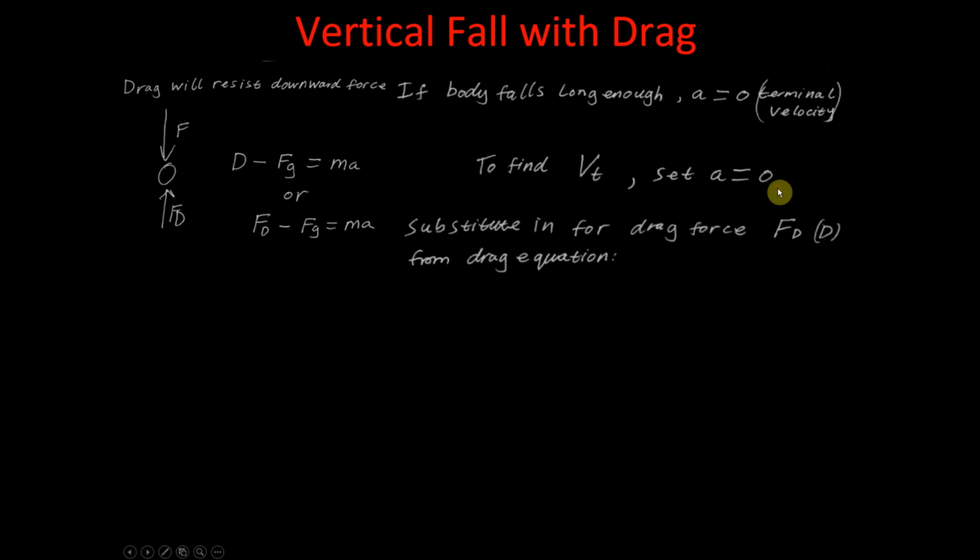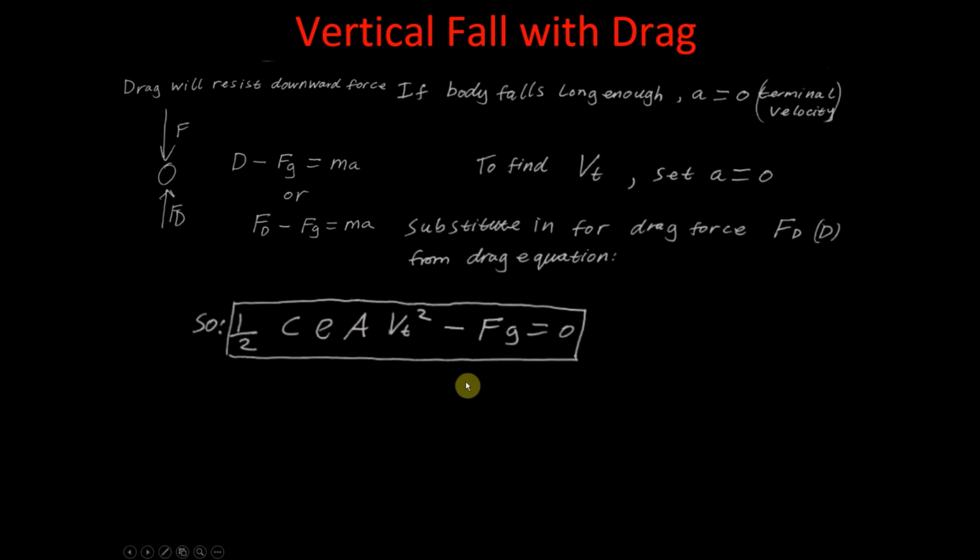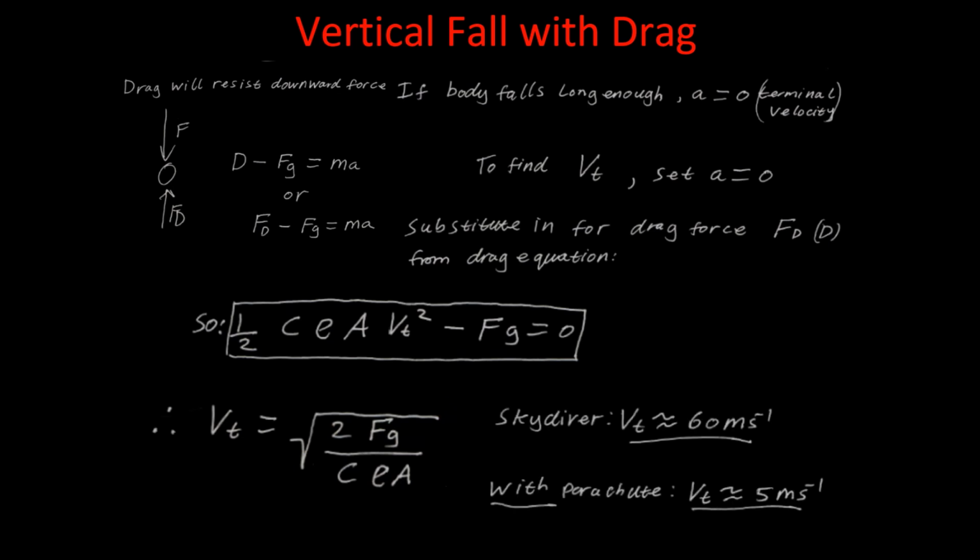You can substitute in for the drag force in these equations and say that 1/2 c rho A vt squared, t being the terminal velocity, minus the force of gravity will equal 0. That means we can find the terminal velocity as the square root of 2Fg over c rho A. It turns out for something like a skydiver that your terminal velocity is about 60 meters per second.